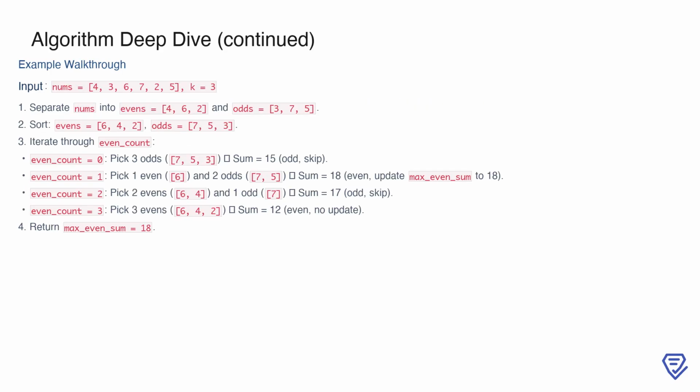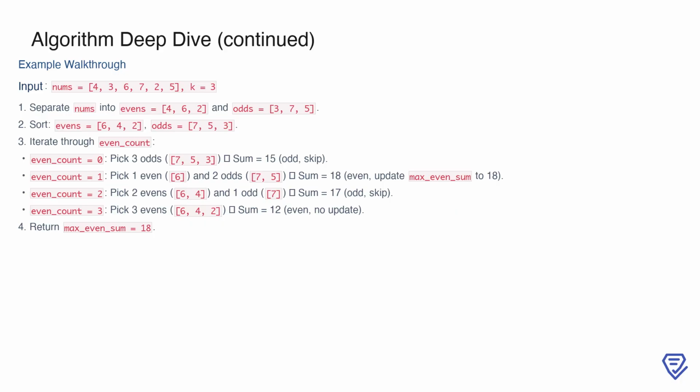Let's walk through an example to solidify our understanding. Given the input nums equals 4, 3, 6, 7, 2, 5, and k equals 3, we first separate the numbers into evens equals 4, 6, 2, and odds equals 3, 7, 5. Sorting these lists gives evens equals 6, 4, 2, and odds equals 7, 5, 3.